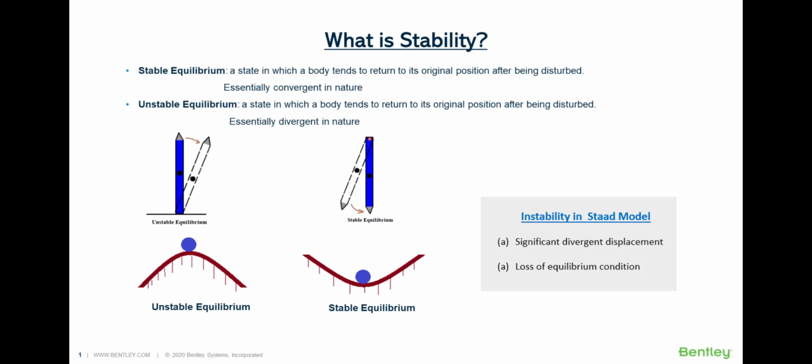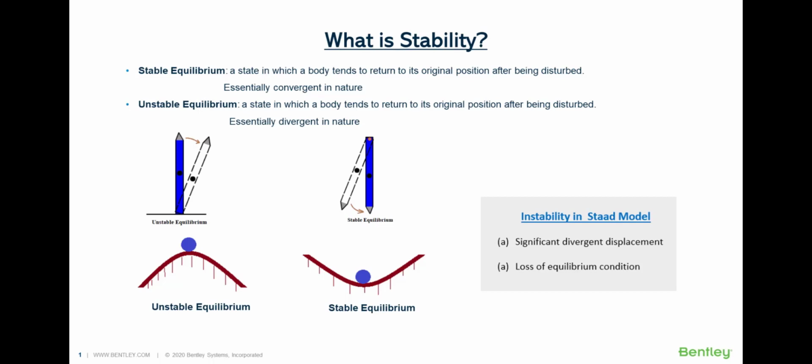So what is stability of a body? Stability is explained as stable equilibrium or unstable equilibrium. The stable equilibrium is a state in which a body tends to return to its original position after being disturbed and is essentially convergent in nature. And the unstable equilibrium is a state in which a body doesn't tend to return to its original position after being disturbed, and essentially the response is divergent in nature.